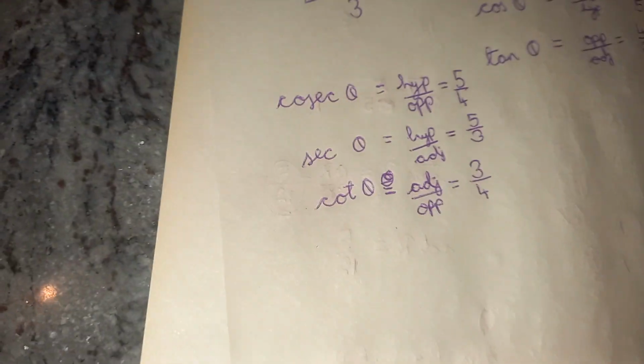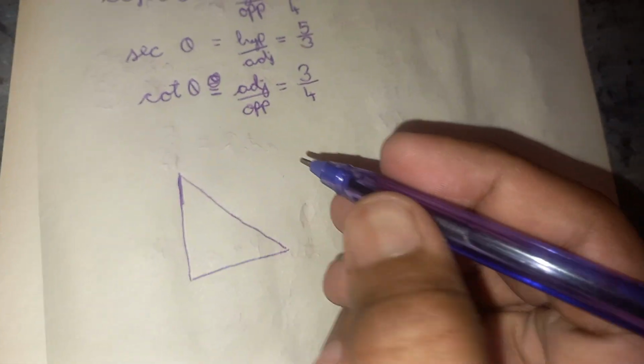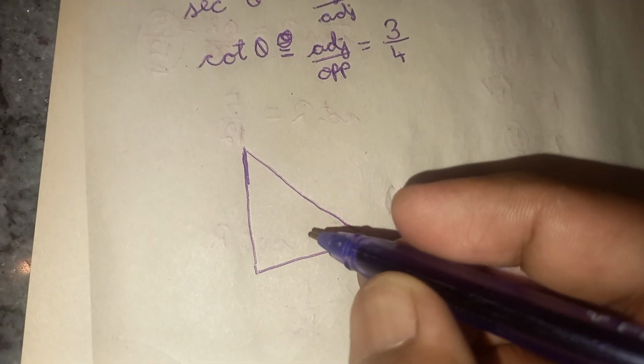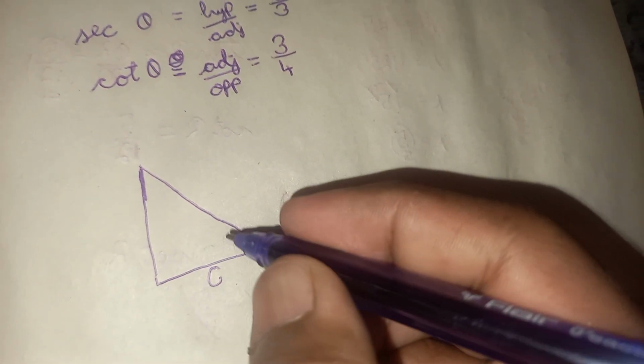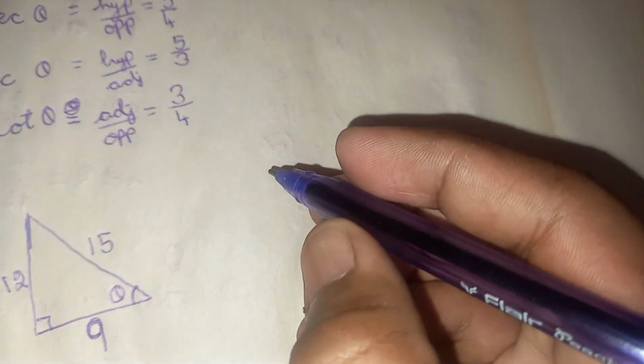Let's find the six trigonometric ratios for another triangle. They have given one more right triangle, with sides 3, 4, 5 like that. Here it is 6, 8, 10, or you can take it as 9, 12 and 15. Here again this is the angle theta. Now let's find the basic ratios.